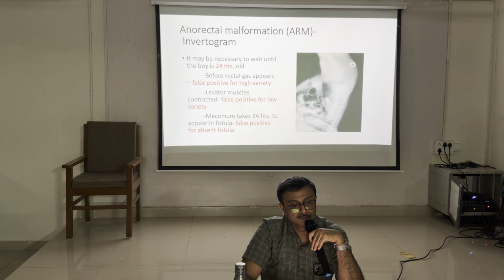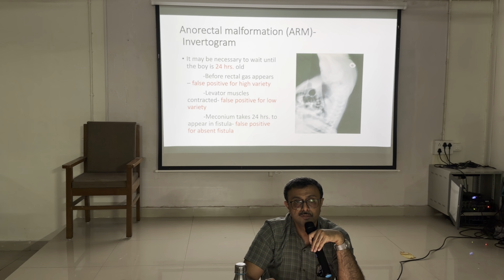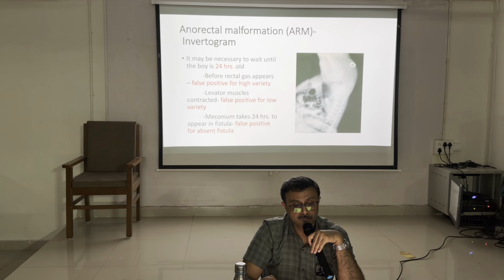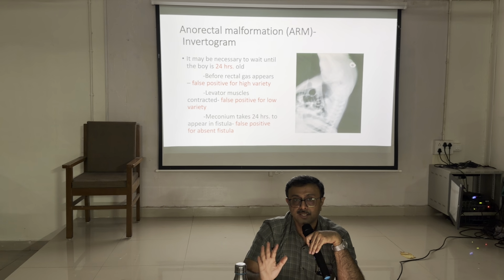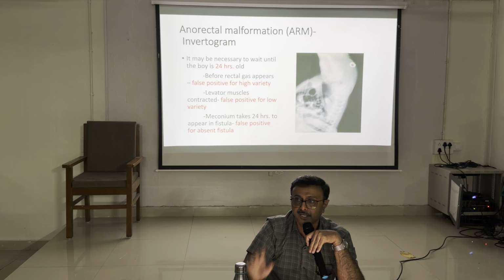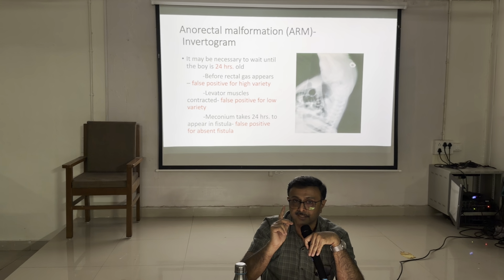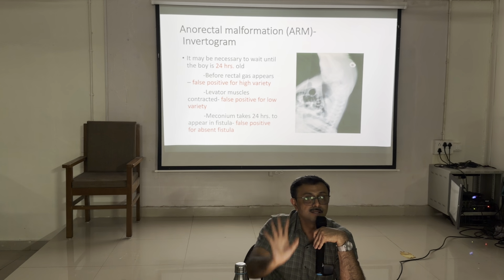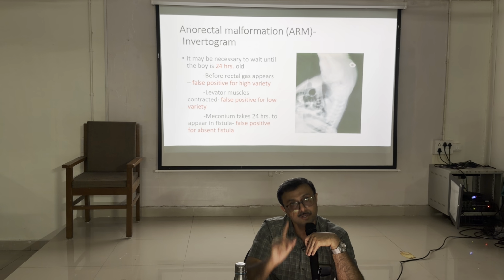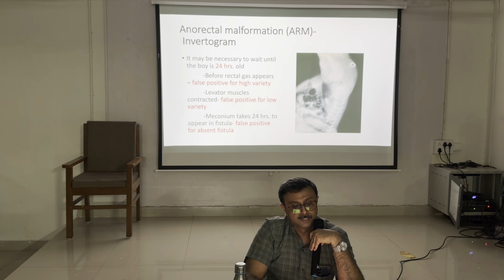So it may be necessary to wait until the bowel is 24 hours old before rectal gas appears. Otherwise, if rectal gas has not yet settled and invertogram is done early, it will give a false positive for high variety. Even though it is low, it will show as high variety.